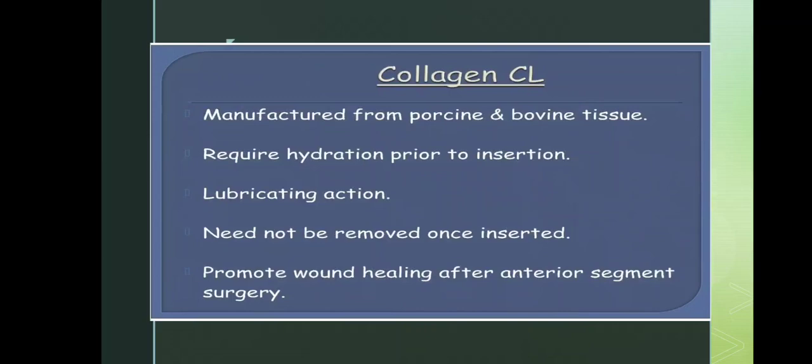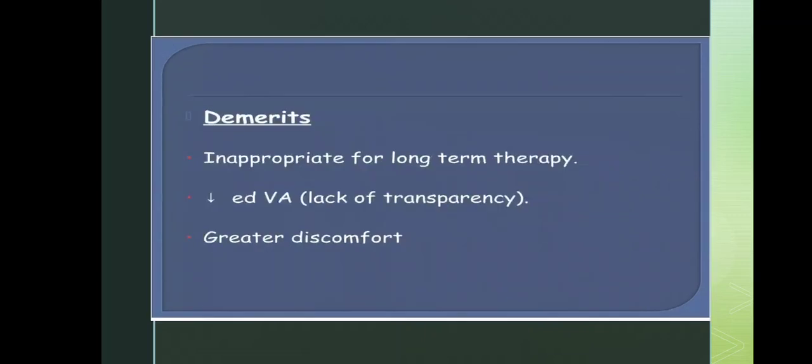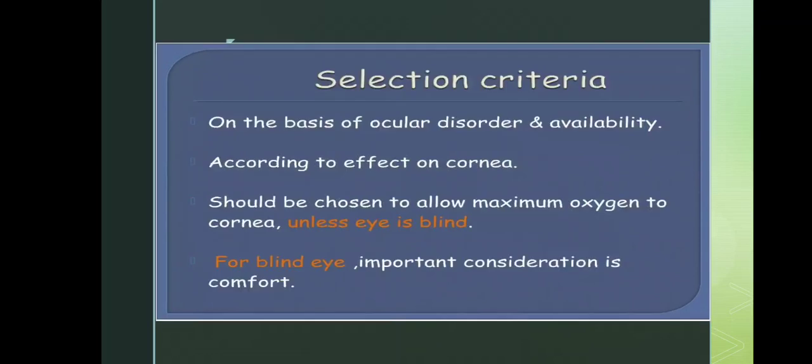Next one is collagen contact lenses. They are manufactured from porcine and bovine tissues. They require hydration prior to insertion. They are used for lubricating actions. They need not be removed once inserted. They promote wound healing after anterior segment surgery. The demerits are they are inappropriate for long-term therapy, decreased visual acuity, that is, a lack of transparency, and they provide greater discomfort.